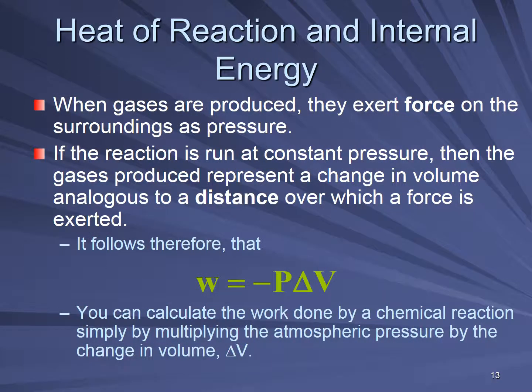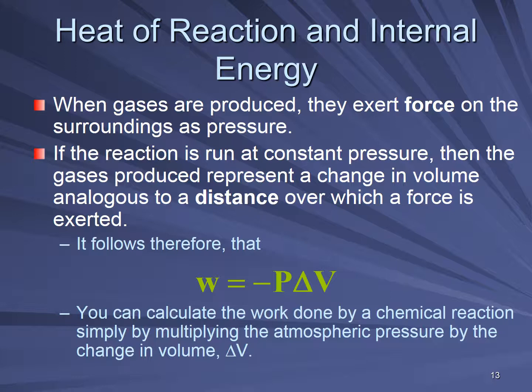So again, thinking about that last picture, when the gases are produced, they exert a force on the surroundings as pressure. And if you're running the reaction at constant pressure, then the change in volume is analogous to the distance over which a force is exerted, which is the definition of work. And so we can calculate the amount of work that's done by using this equation: work equals negative P delta V.